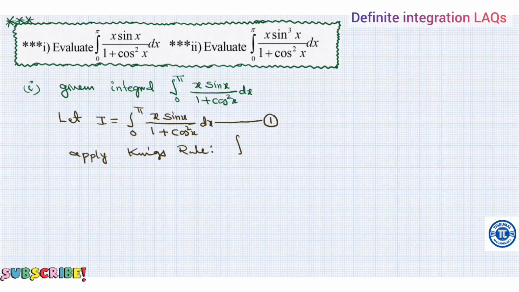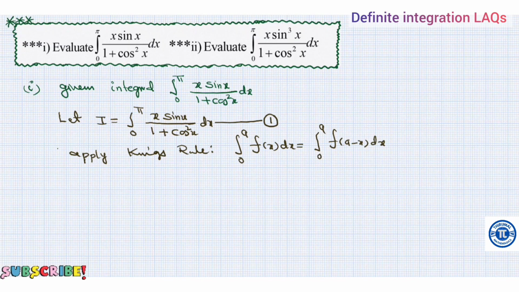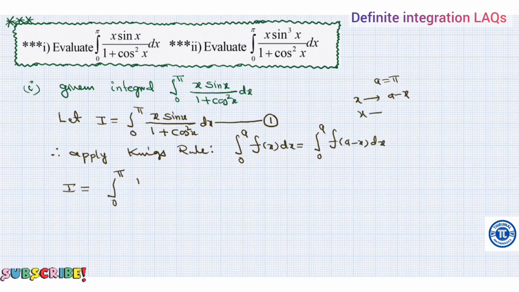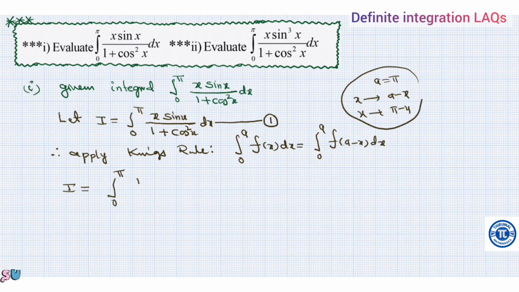King's rule is, integration 0 to a of f of x dx is equal to integration 0 to a of f of a minus x dx. Okay, so now equation number 1 gives I equal to integration 0 to pi. Here the value of a is pi, so x is replaced by pi minus x in the above.